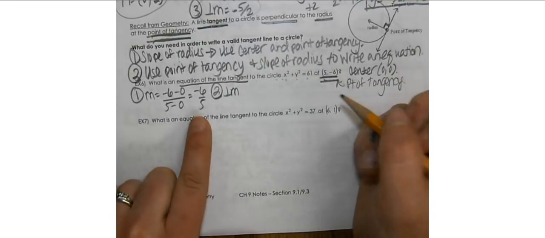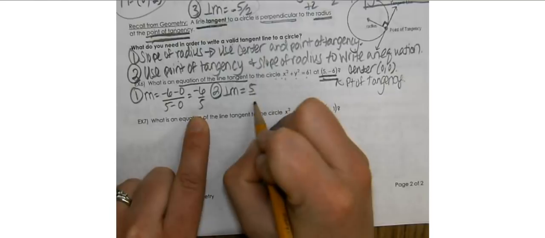Now I need to identify the perpendicular slope of my radius. So that's going to be where we take the opposite reciprocal. So the opposite reciprocal of our slope is going to be equal to 5/6. So we're going to use that perpendicular slope, and we're going to use our point of tangency to write our equation.